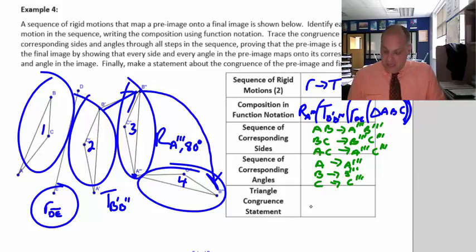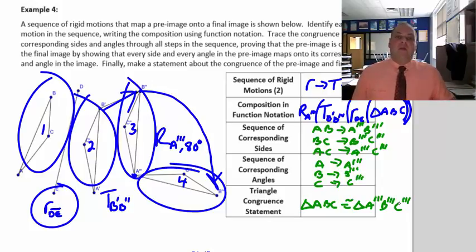Pretty simple. And what's our triangle congruence statement? Triangle ABC is congruent to triangle A triple prime, B triple prime, C triple prime. That's what happened in the end. Why? Because it's all rigid motions. It's a sequence of rigid motions or isometries, whatever you want to call them. All right? See you in class tomorrow.